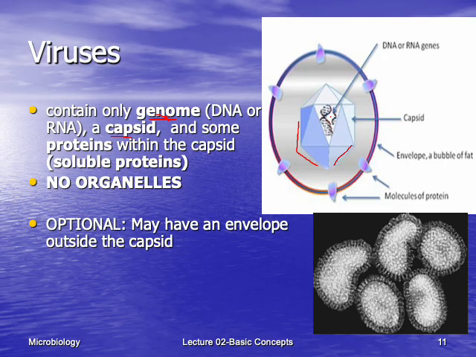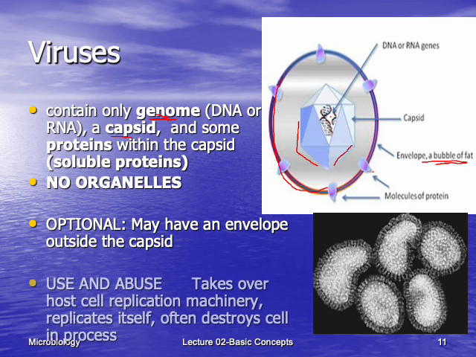Now, what might happen is they might have a membranous-like structure outside the capsid, and that's known as the envelope. Here they call it a bubble of fat, but that's not really the best description. And sometimes in the envelope they have these proteins, which we'll talk about another time. And viruses just use and abuse. Here's an electron micrograph of some viruses. It's not a model, it's an actual picture. These have an envelope with some proteins on the surface. You can't see it, but inside you've got your capsid, and inside your capsid you have a genome and some soluble proteins.